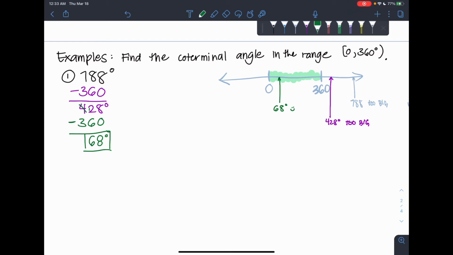But what does this even mean? So if we were to sketch this out, 788 degrees is going to have the same exact look as 68 degrees, which is going to be somewhere around here.